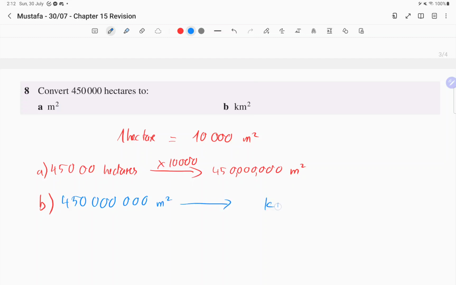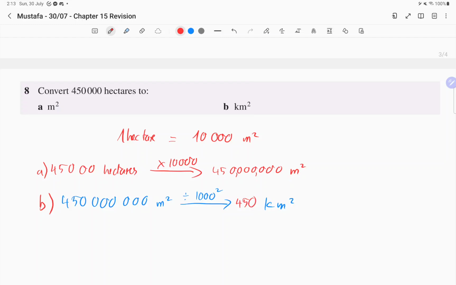And then to convert to kilometer squared, what's the technique here? Remember, times or divide. That's divide. By how much? What's the ratio? 1,000, because 1 kilometer is 1,000 meters, and then squared. Yes, that's right. And then you remove how many zeros? 1,000 times 1,000, 6 zeros. So the answer is 450 kilometers squared.